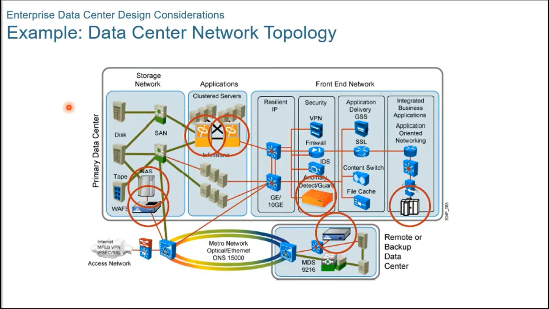Let's have an example. This is a data center network topology. This illustrates a sample high-performance data center network topology that requires many technologies and connectivity options among applications and data centers. This network topology provides connectivity services for network elements within the data center, such as servers and storage, as well as to external users or other data centers.